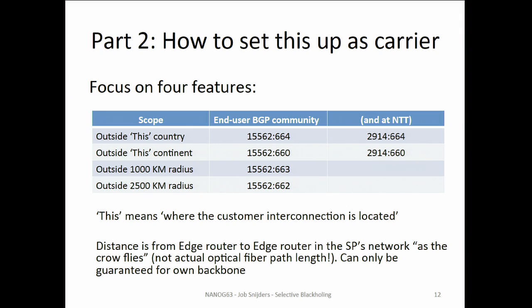You start by defining some communities. We'll use AS15562, my personal AS, as an example throughout this presentation. One of the neat tricks about selective blackholing is that you can offer the same set of communities regardless of the location where you interconnect with your customer. Because we say this country or this continent is the place of origin. It's where the customer connects with you, and they can use these communities on all interconnections regardless of where they connect.